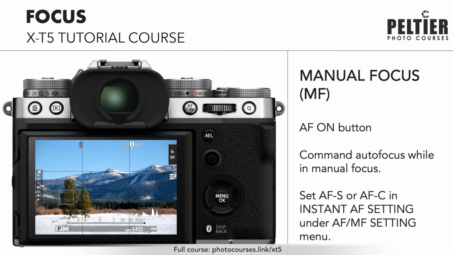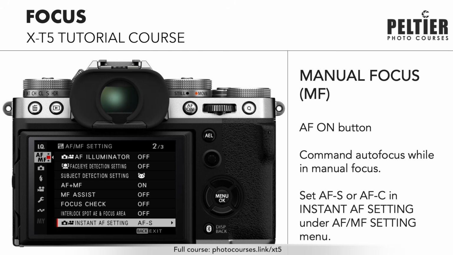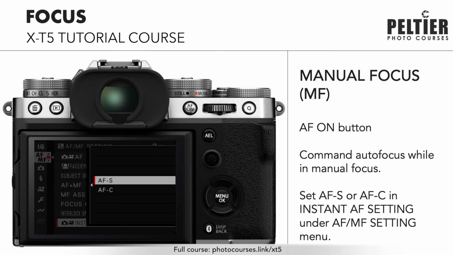Make sure that that back autofocus button is assigned to the function AF on, which is the default, and we'll learn how to do that in the final chapter. And then you can set this to behave as either single autofocus or continuous autofocus when you press and hold that button in the instant AF setting found in the AF MF setting menu.